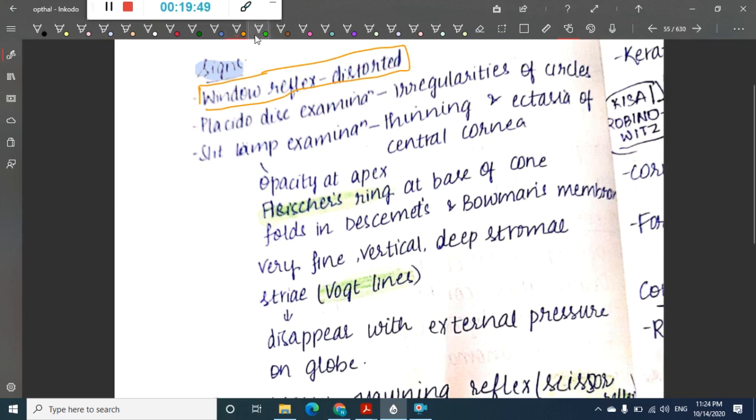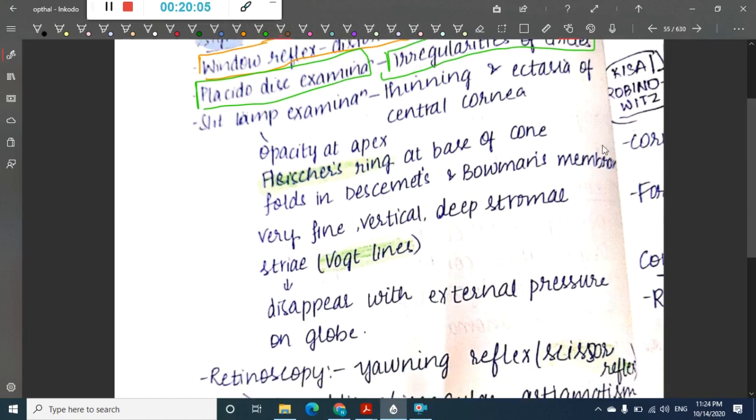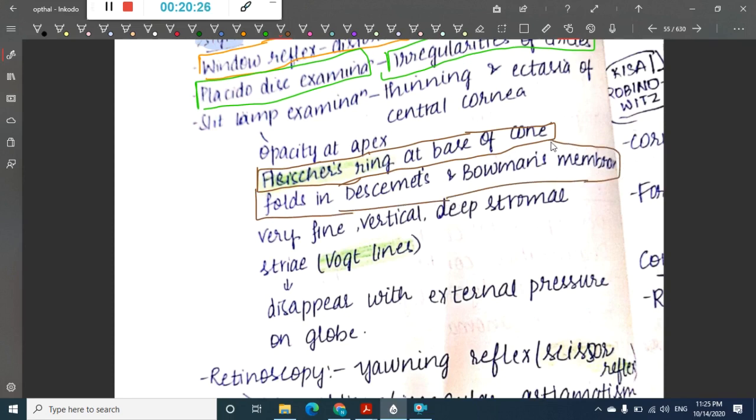Okay, then Placido disc examination will reveal irregularities of the circles. Then on slit lamp examination, you see thinning and ectasia of the cornea, and you will also see opacity present at the apex. What you actually see, which is very important, is Fleischer's ring, seen at the base of the cone, and there are also folds seen in the Descemet's membrane and Bowman's membrane with the help of this slit lamp.